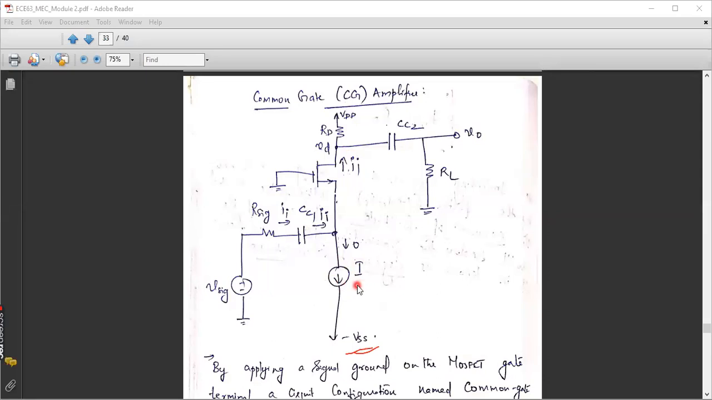Its Q point is already fixed by using a current mirror circuit. You know how you can fix capital I; we have already discussed this in module 1. By using a current mirror circuit, we can fix this capital I so that even when you give your input IA, there is no change in capital I. So all the AC current will go in this particular way. Assume that this is having an infinite resistance, so we can say that no current is flowing through this particular path.